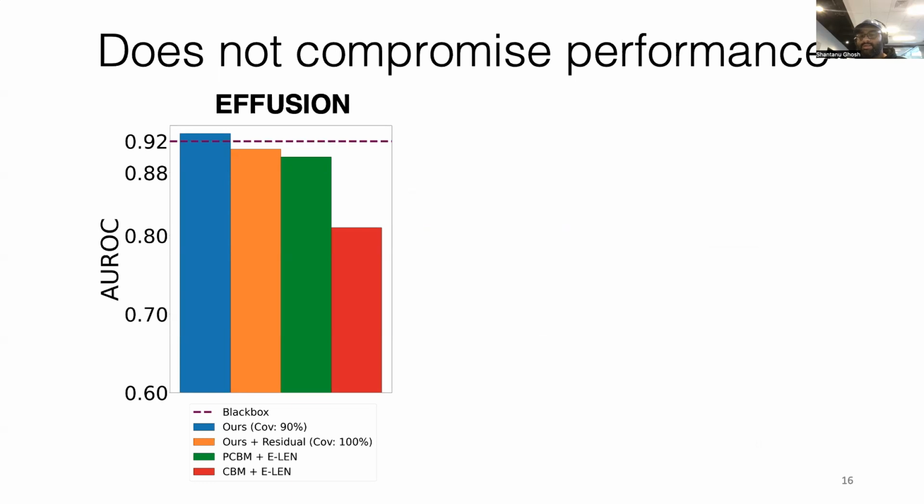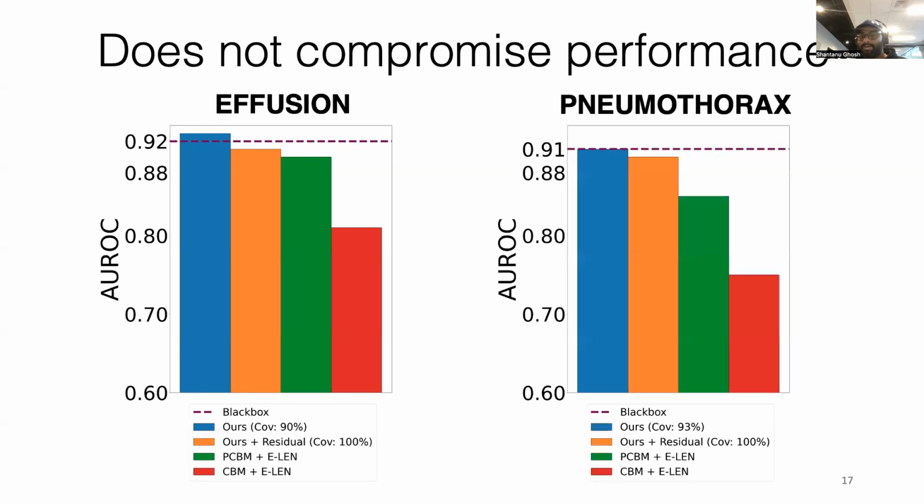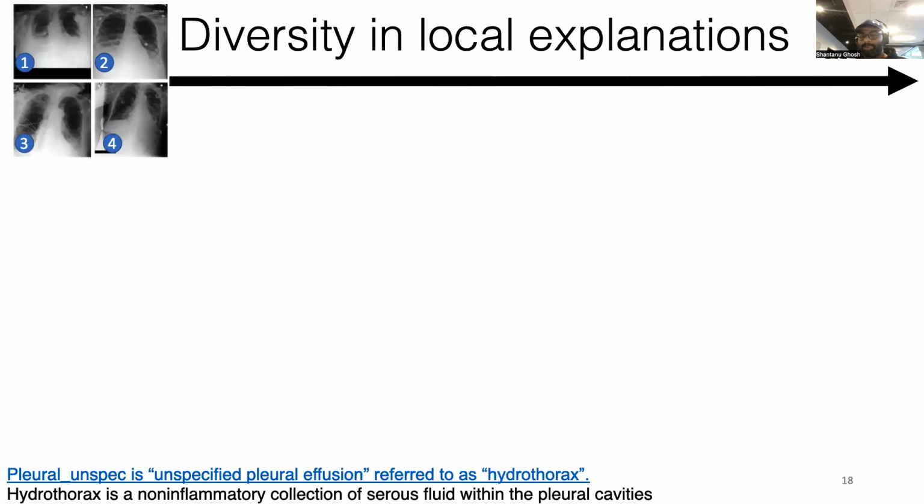Our first goal is not to compromise the performance of the black box. So we can see that our model here outperforms the concept bottleneck model and the post-hoc concept bottleneck model baselines for detecting effusion. Also, the performance gap with the black box is minimal for our model as compared with the baselines. The same is true for pneumothorax as well.